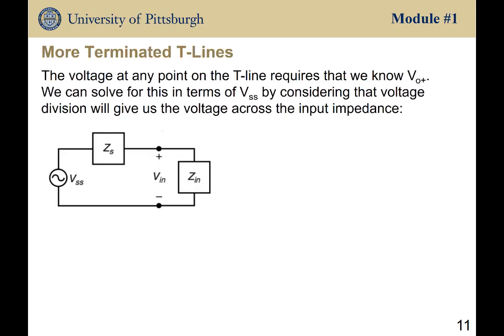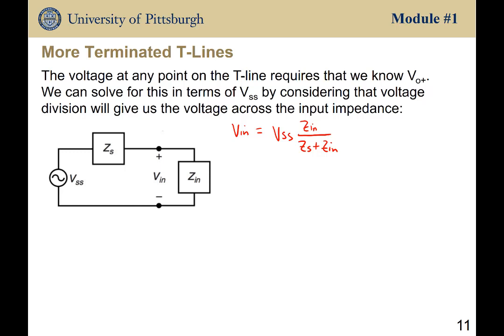The input voltage seen at the input impedance, we can just find using a voltage divider. I'm going to take the source voltage and multiply it by the input impedance divided by the sum of the source and input impedance. If you know your source voltage and your impedances, you can calculate what the input voltage is.